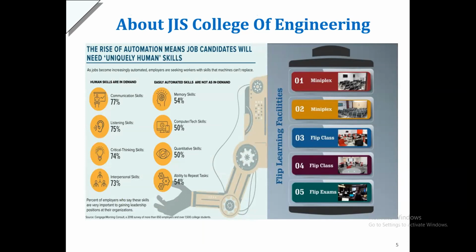Memory skills are less required. Computer and text skills can still be managed by computers, which is 50% required. But the more important skills are human skills, which are in current demand, like 77% communication, 75% listening, critical thinking skills 74%, interpersonal skill 73%. And if all these things are lost in the first, second, and third year, and are just remembered in the 4th year, it is not possible for students to accommodate.